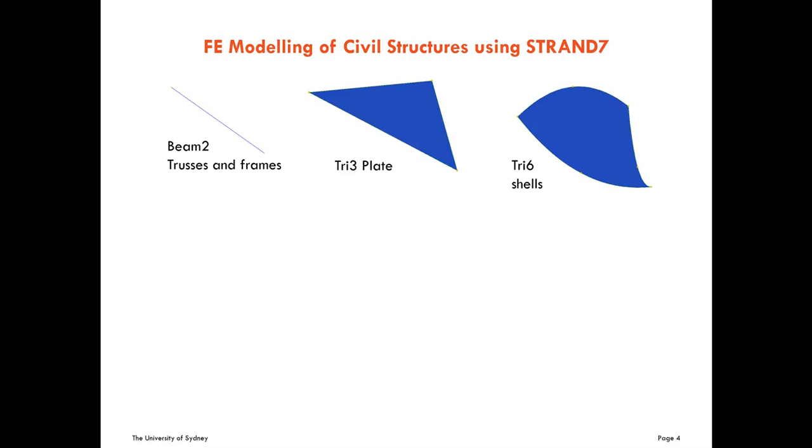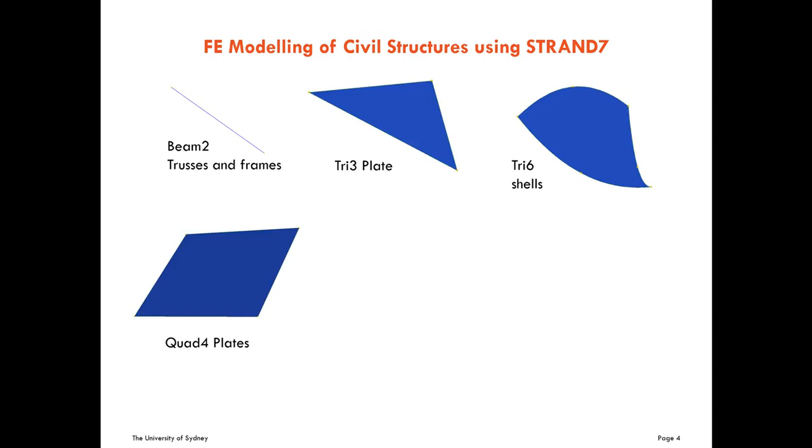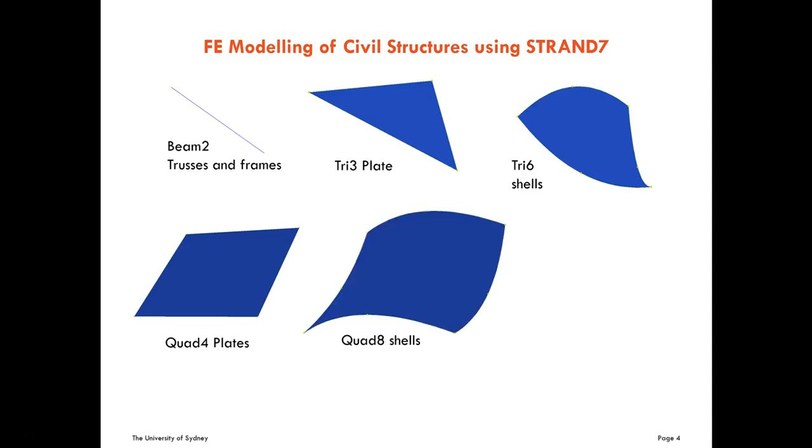The next element is the quad 4. That also represents plates, like the 3-3. So quad 4 has 4 nodes. And we also have the quad 8, it's like the 3-6, it represents shells, and it has 8 nodes.